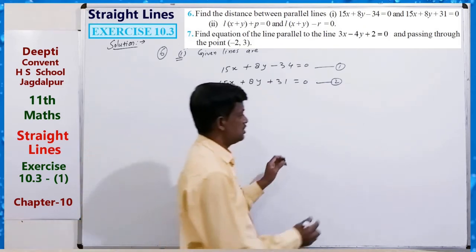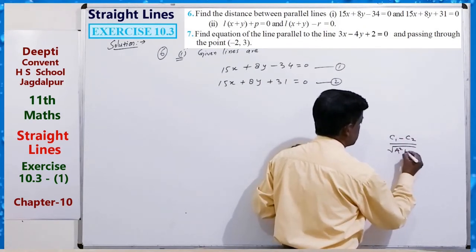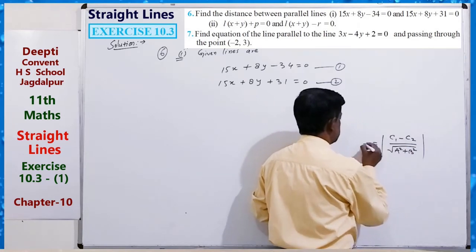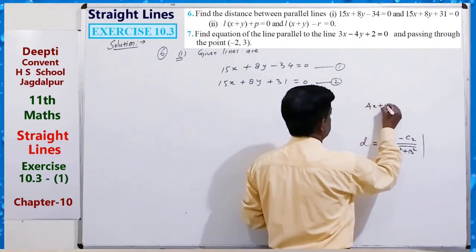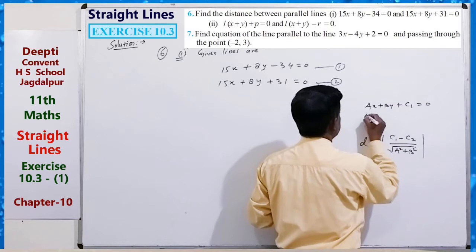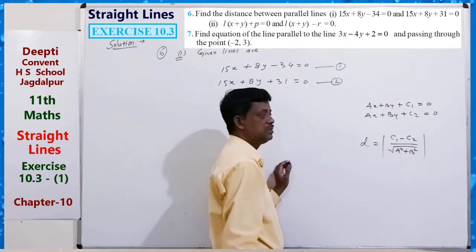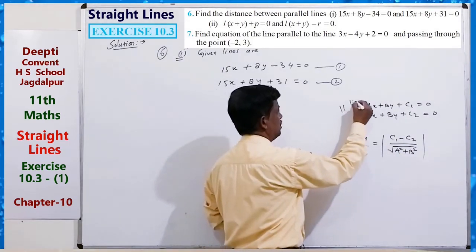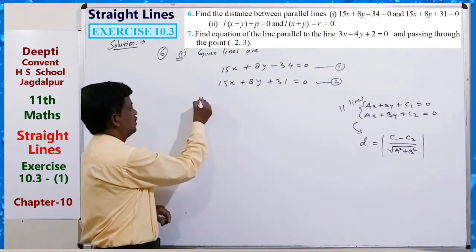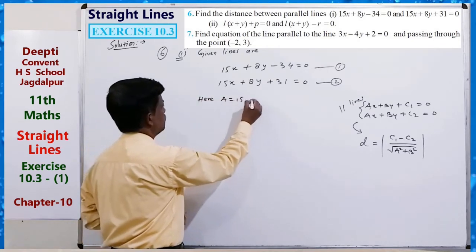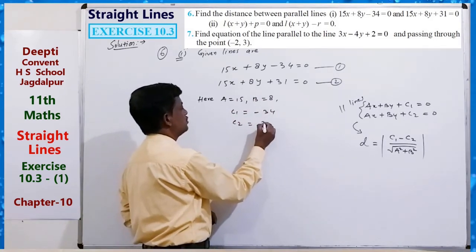Okay. So we know the distance between parallel lines is C1 minus C2 upon root over a square plus b square. Parallel lines have this form: one line is Ax plus By plus C1 equals 0, another line is Ax plus By plus C2 equals 0. These are the two parallel lines, and the distance is this. So here A equals 15, B equals 8, C1 equals minus 34, C2 equals 31.